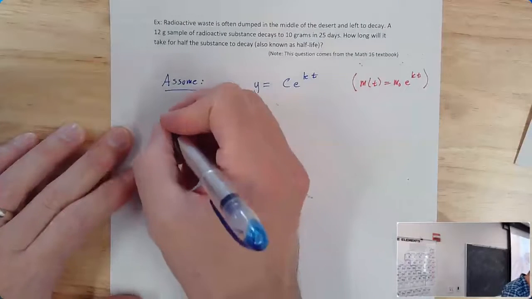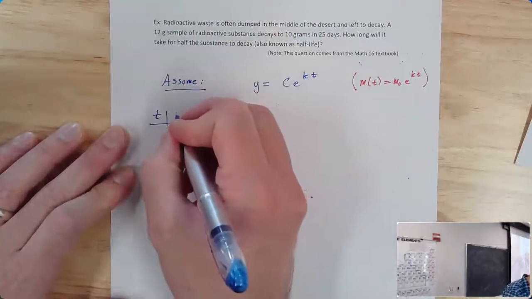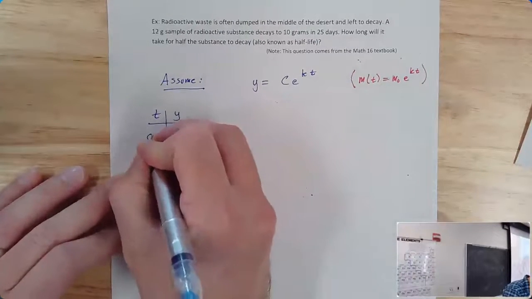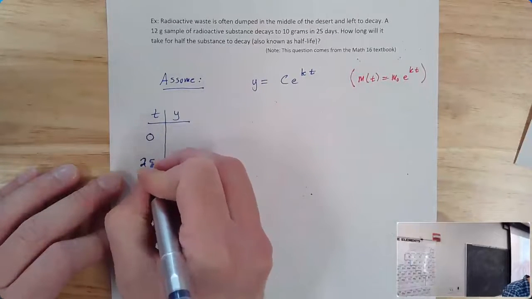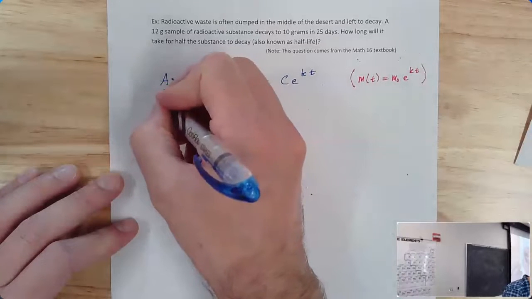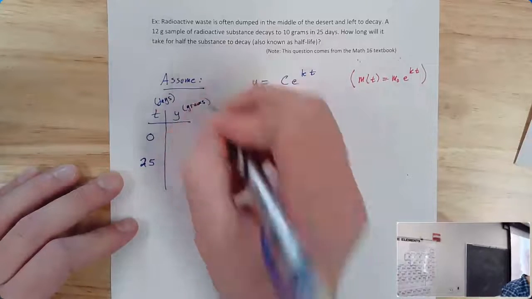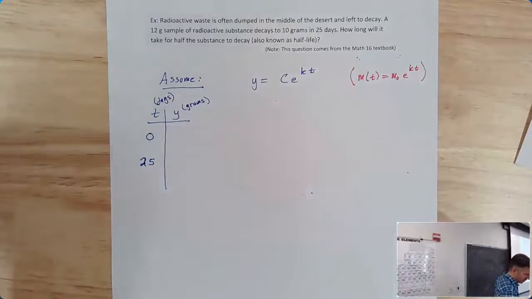All right, let's make our table. In fact, I want you all to fill in the table. You've got times and you've got amounts. You should have 2 distinct times going along with 2 distinct amounts. I'll even give you the times. Time measured in days, amount of stuff measured in grams.